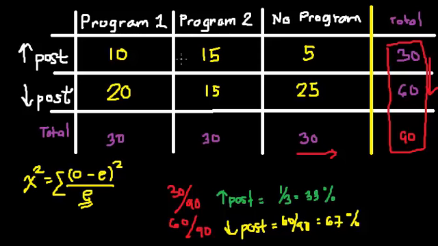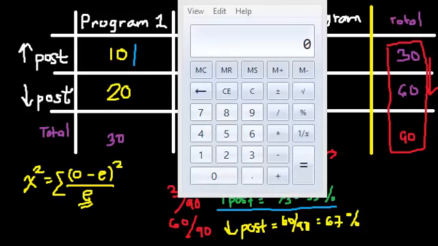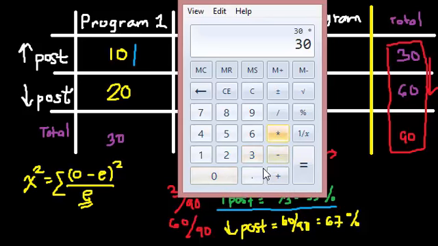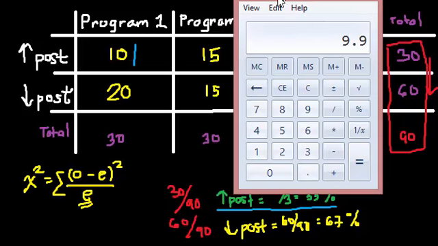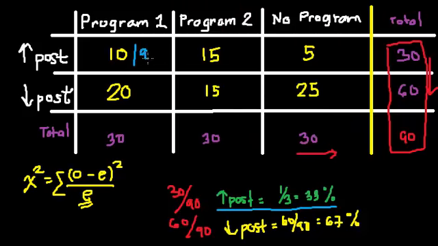So let's say we wanted to get the expected value of program 1. We know there's a total of 30 students, and according to this, our expected result is 33%. So what is 33% of 30? Say 30 times 0.33. That's equivalent to 9.9. So we expect 9.9 on program 1.